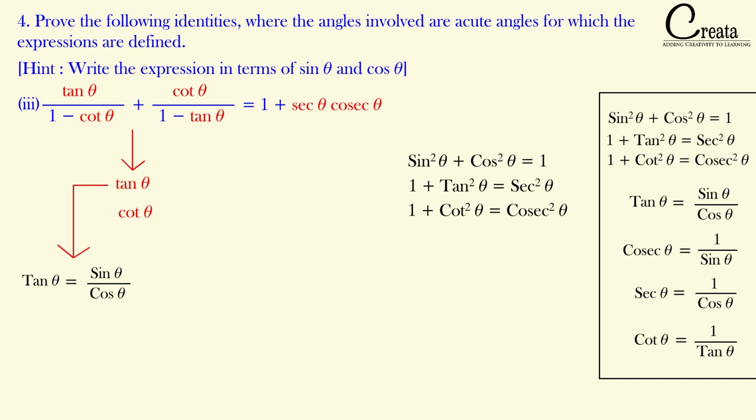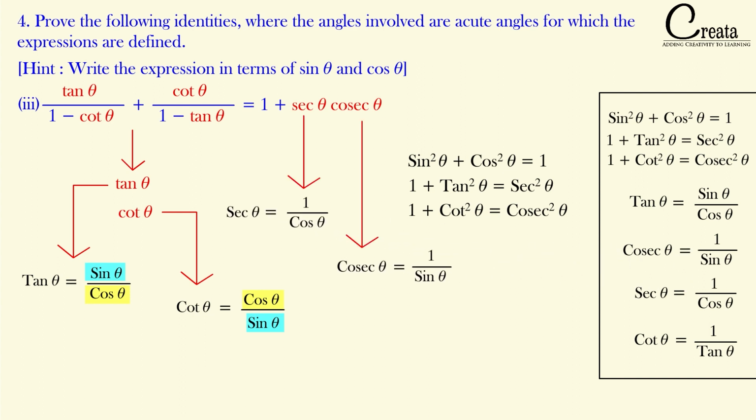We know tan theta is sine theta upon cos theta, and cot theta is the reciprocal of tan, which will be cos theta upon sine theta. So we can easily convert the left hand side expression into the sine and cos term. Similarly, on the right hand side we are having sec and cosec. Sec is a reciprocal of cos and cosec is a reciprocal of sine. So on the right hand side also we can easily convert to sine and cos.